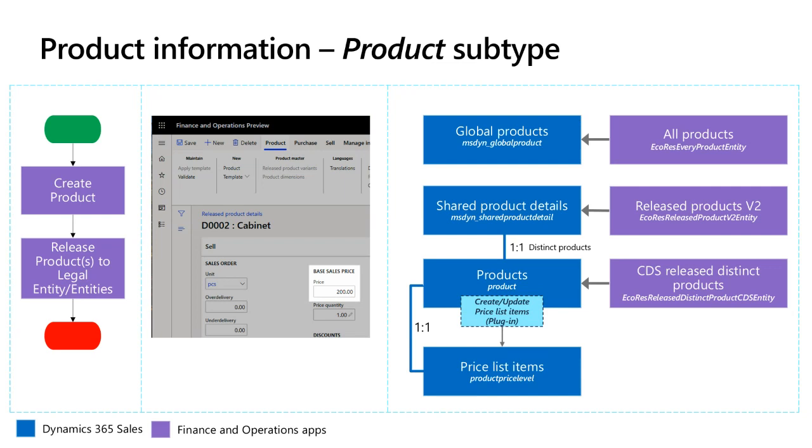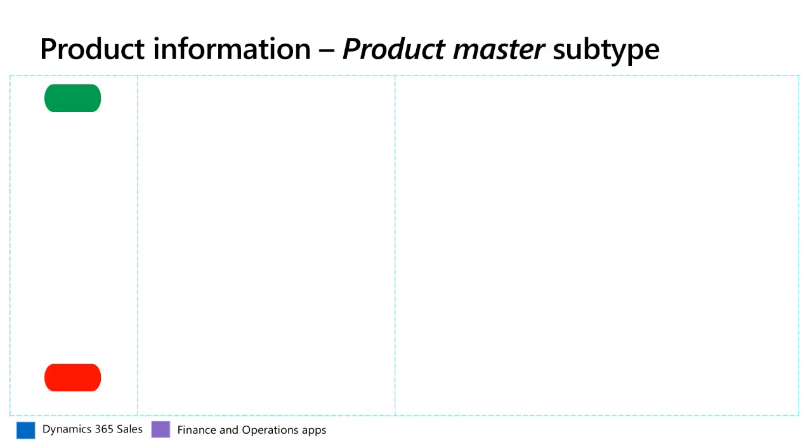Now, if that product has a base sales price set, that will trigger a plugin in sales to create or update a price list item, so that there's no historical information maintained there in sales, much like the model in finance and operations for this field. If it's changed, that change flows through to sales and is maintained there as well.